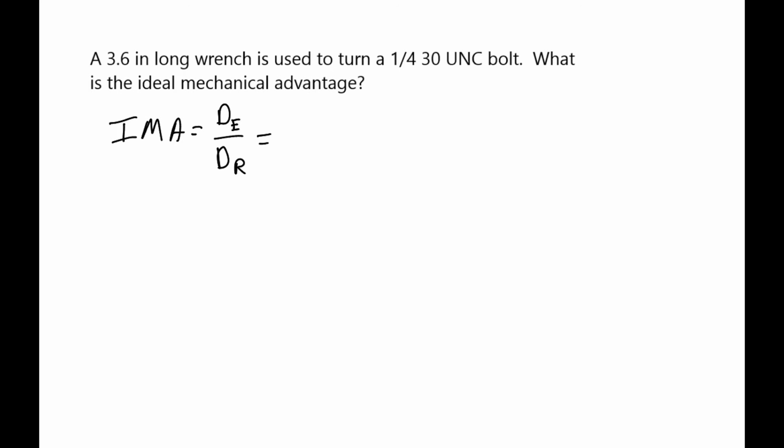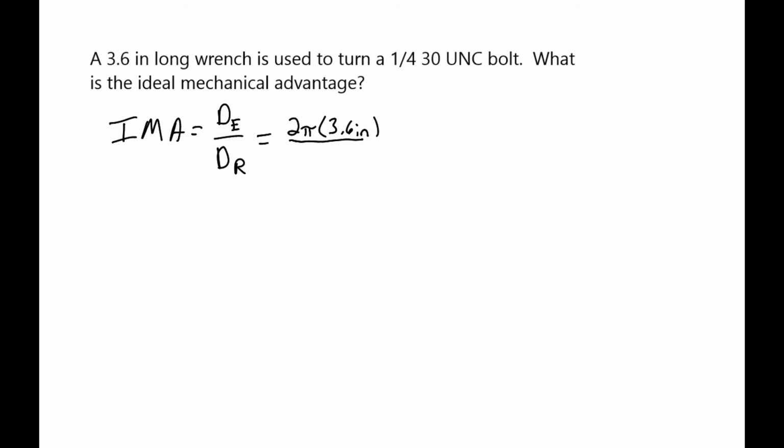One-fourth, you're on the right track, but not for this part. To find our effort distance, it's going to be the circumference of the circle you make with the wrench. Does that make sense, everybody? So what's the equation for circumference of a circle? 2 pi r, and our radius is just going to be the length of the wrench in this case. So it's going to be 2 pi times 3.6 inches. Any questions on that part?